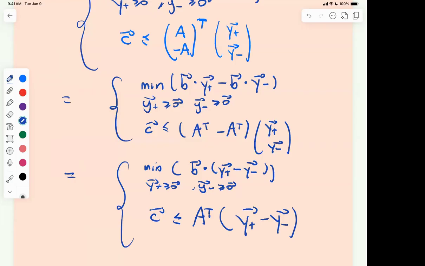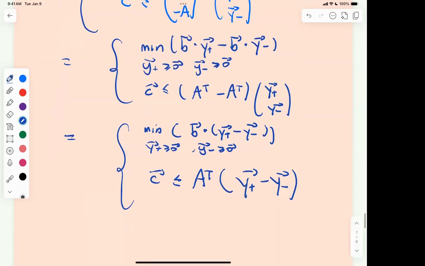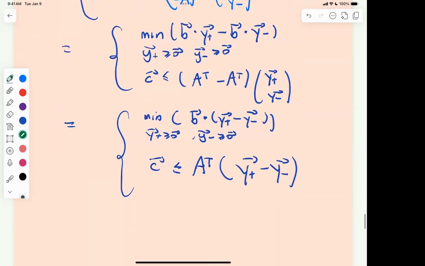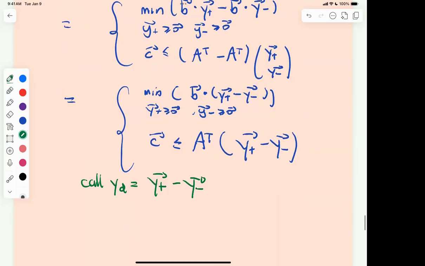The reason why I'm doing this is that what you notice is that when you take a dual, the only thing that matters is the difference between these two vectors. The individual pieces don't ever show up. They only show up as a difference. So when you take the dual, what you can do is define a new variable. I'll call it yn for new, or yd for difference and dual. Actually, that looks better.